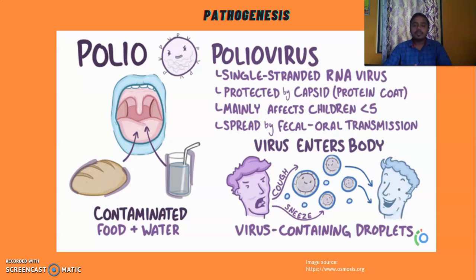This polio virus mainly targets children below 5 years of age, and it can spread by fecal or oral transmission. When we say fecal or oral transmission, it can also transmit through contaminated food or water. And if a person has polio and sneezes or coughs, the virus-containing droplets can reach the next person when that person inhales the air containing these droplets. So this is the basic information about the polio virus and how it spreads.